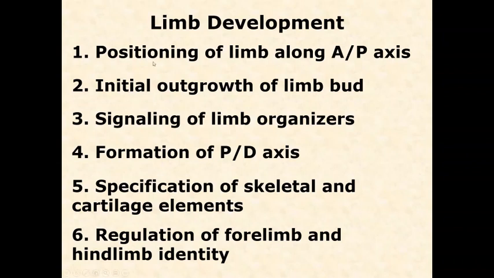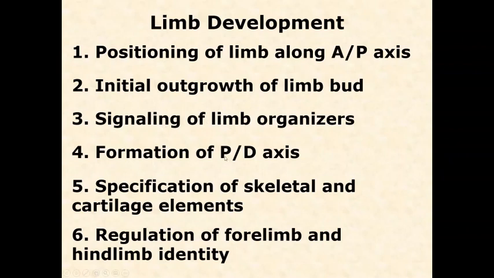And then once we establish that, we need to do the initial outgrowth of the limb bud, which is the same gene. This is one of those deep homology genes, Distal-less. The same gene that begins to start that growth development. But then we need to start recruiting and signaling all these different limb organizers.